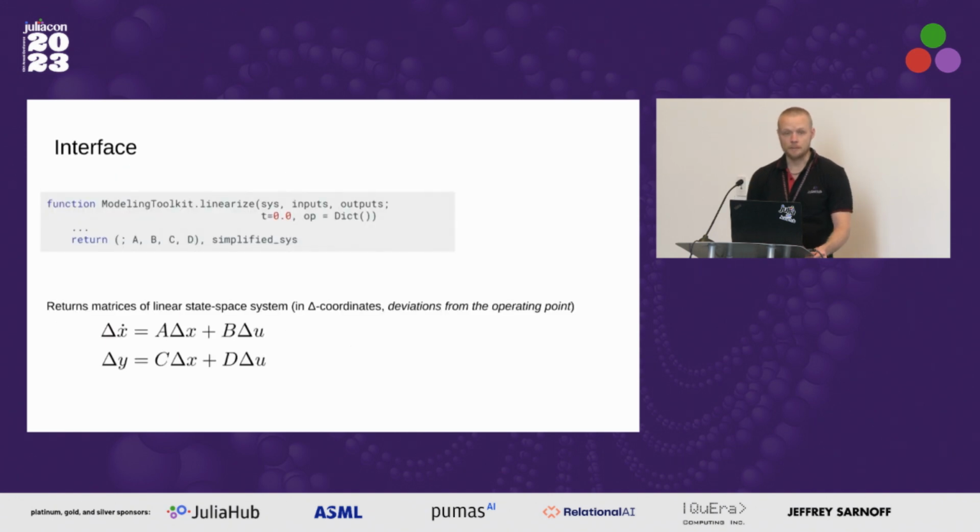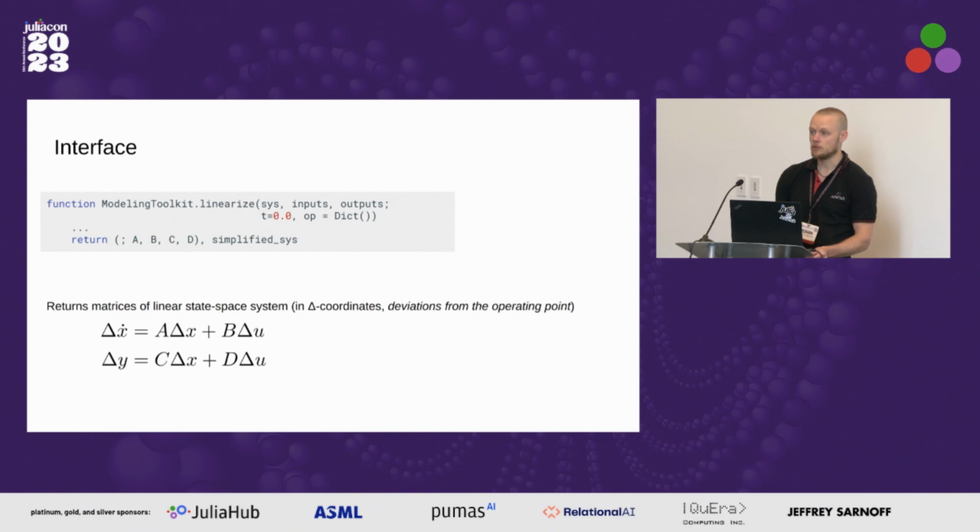So the very first step is to look at the interface to linearize. It's a function in ModelingToolkit. It takes the system, it takes a list of what you consider to be the inputs and what you consider to be the outputs. And it takes an operating point. So the operating point OP here is a dictionary that maps variables to values.